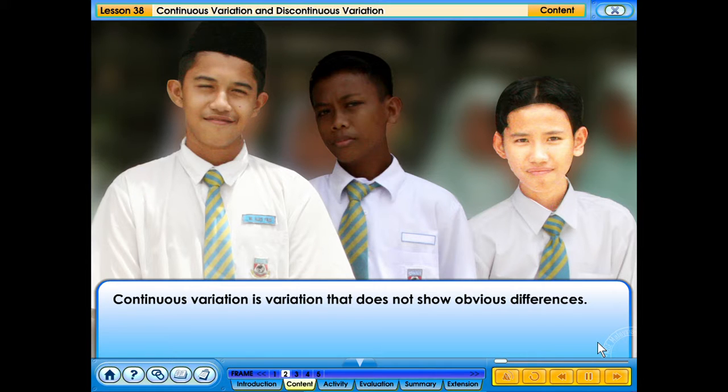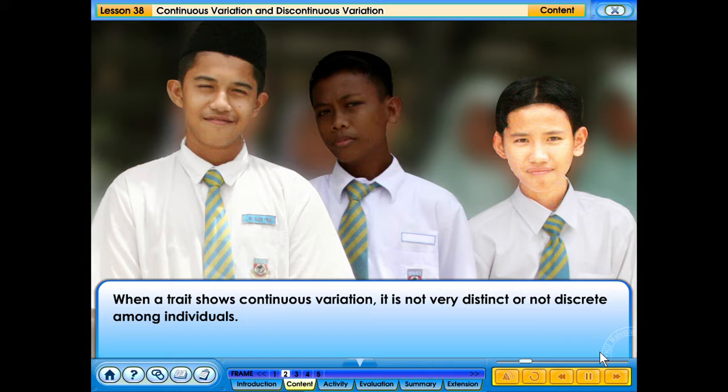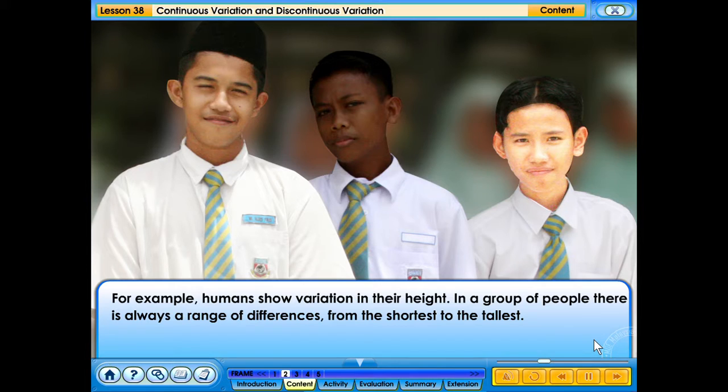Continuous variation between individuals occurs gradually from one extreme to the other. When a trait shows continuous variation, it is not very distinct or not discrete among individuals. For example, humans show variation in their height. In a group of people, there is always a range of differences, from the shortest to the tallest.